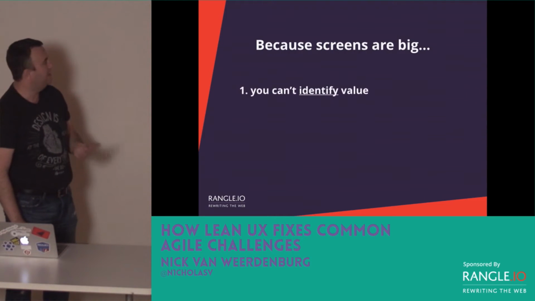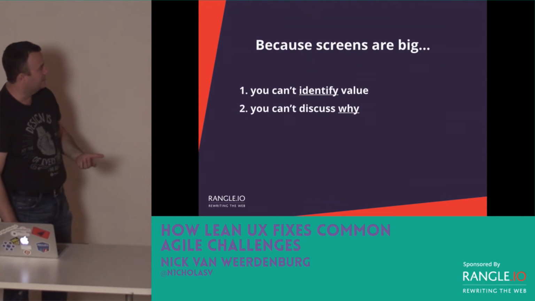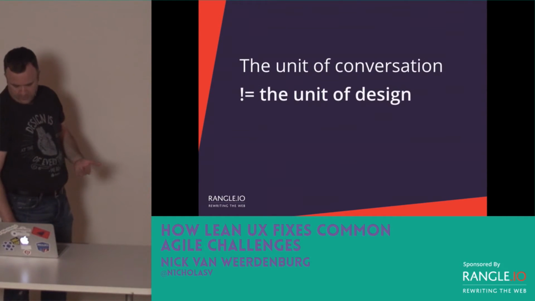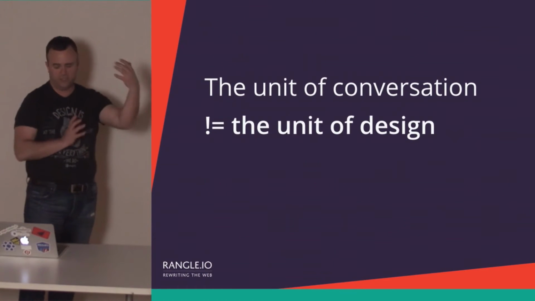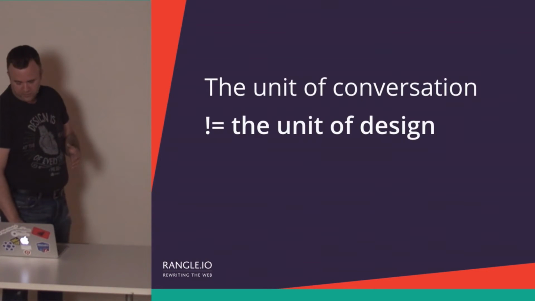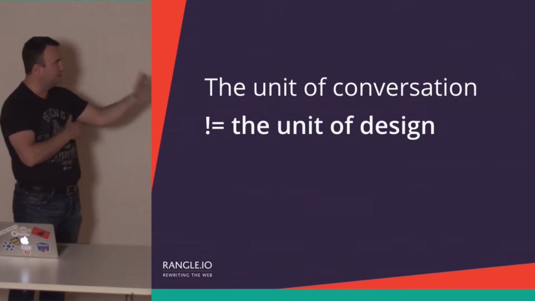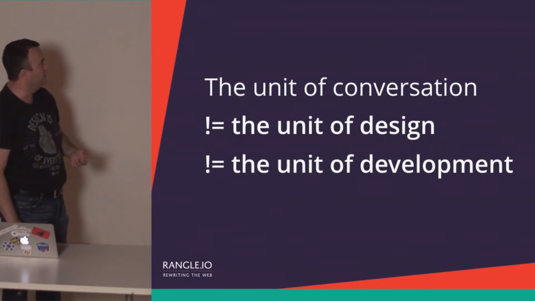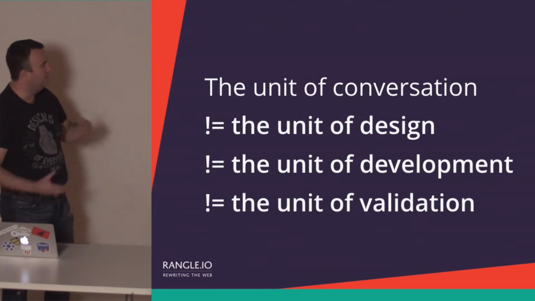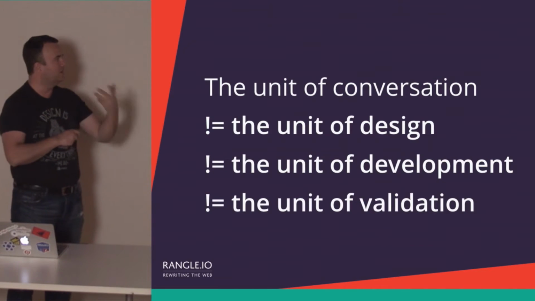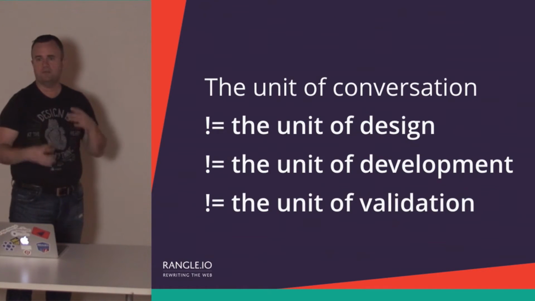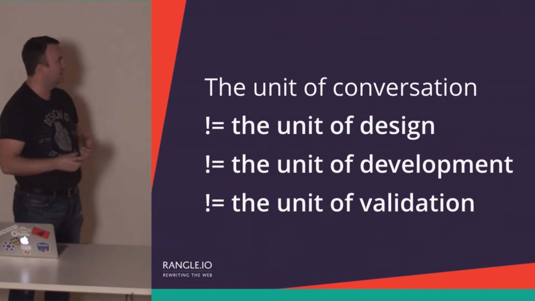Screens are big. You can't identify value. You can't discuss why. You can't prioritize value. And you end up with a unit of conversation. The screen is not equal to the unit of conversation, what's the software going to do for someone, which is not equal to the unit of design, which is not equal to the unit of development, which is not equal to the unit of validation. If you think of it, you have a conversation, a design, a development, and a validation. If those are mismatched, you're going to have a lot of friction in the process.